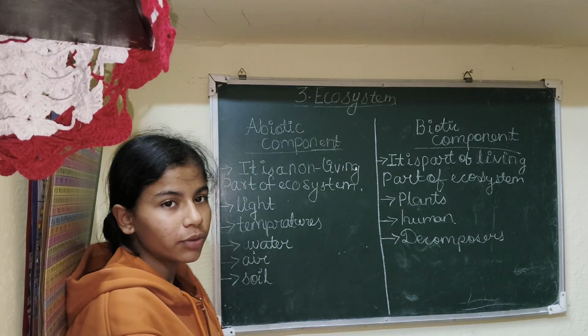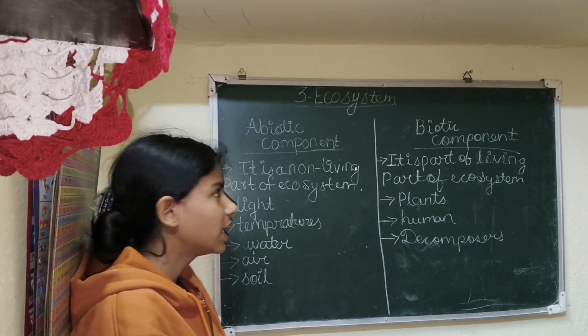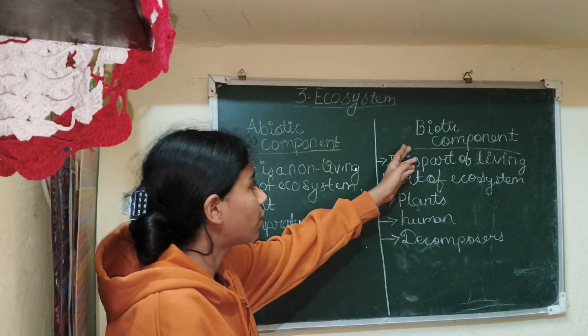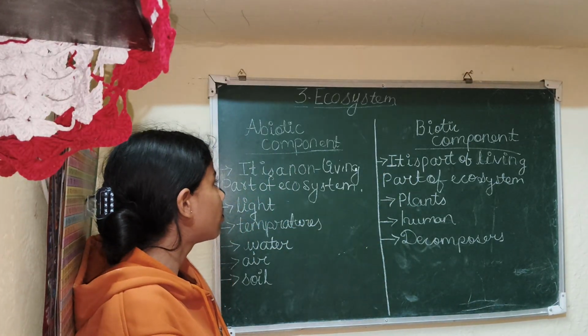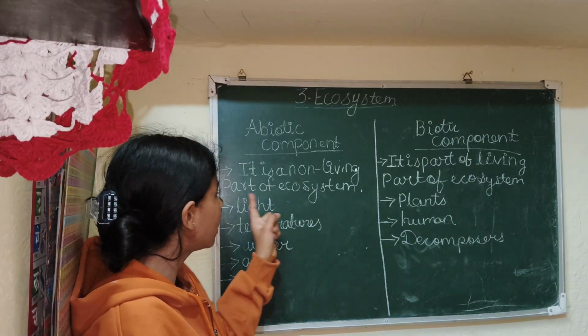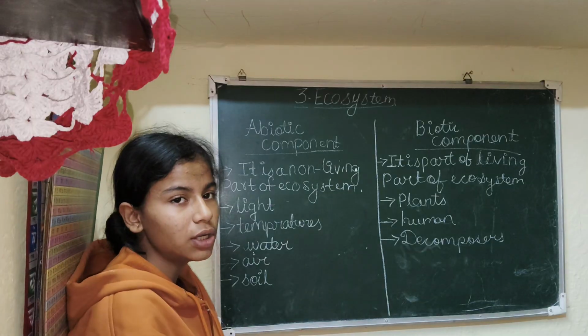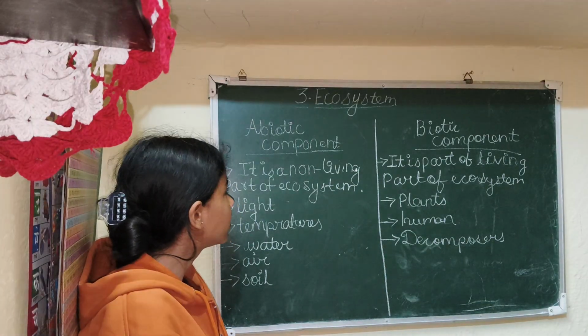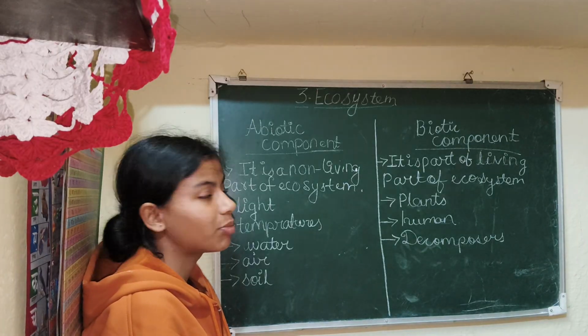Hello friends, so today we are going to discuss the next topic, that is the difference between abiotic component and biotic component. So abiotic component means it is the non-living part of an ecosystem, means the non-living things in this ecosystem are known as abiotic components.